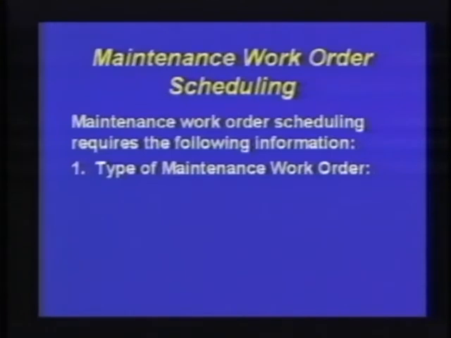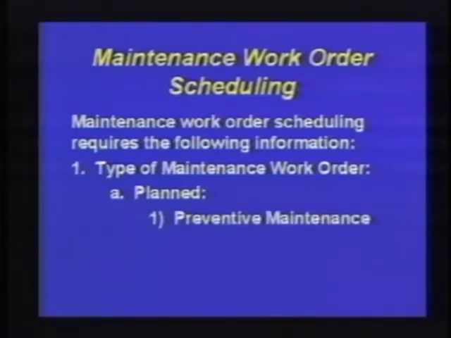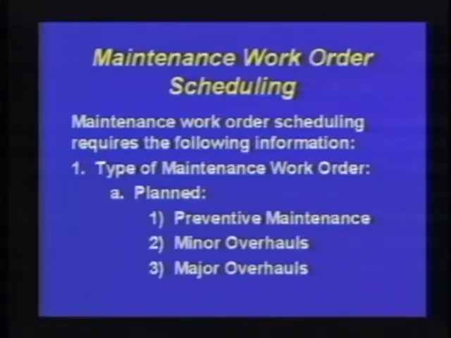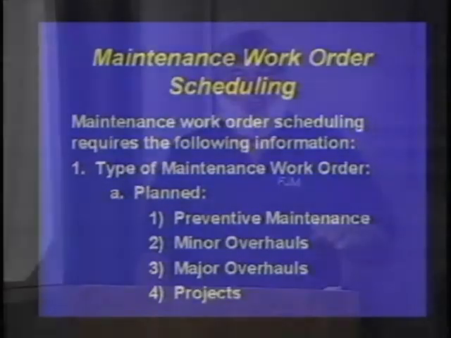So the first thing we want to address is the type of maintenance work. And again, there are 2 types. There's the planned requirement and the unplanned. 1A addresses the planned work orders. Those are the PM work orders, the minor overhaul orders, the major overhaul orders, and then the projects. And remember, we're looking out into the future time periods for planning both the labor and the spare parts.